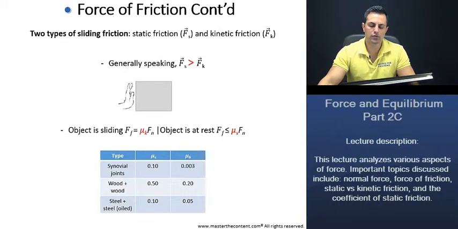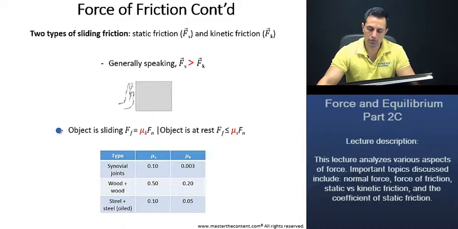Now, the force of friction continued. There are two types of sliding friction. You're going to have static friction, so that's at rest, and kinetic friction, that's going to be with movement. Generally speaking, static friction is larger, or greater, than kinetic friction. And that makes sense, because when an object is at rest, it's harder to get it moving, as opposed to when an object is in motion. And that's what's being depicted here.